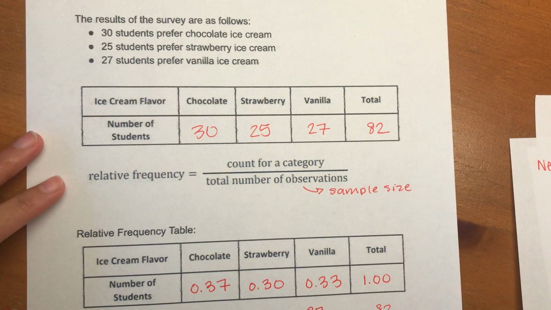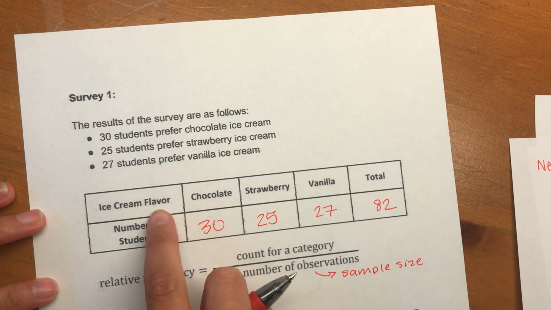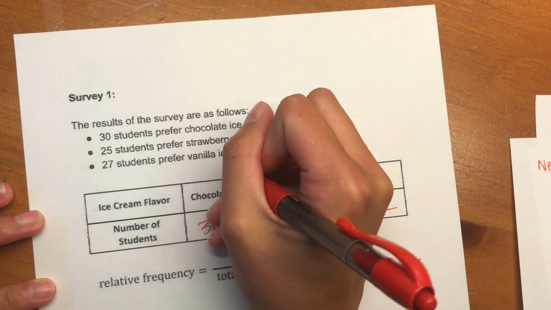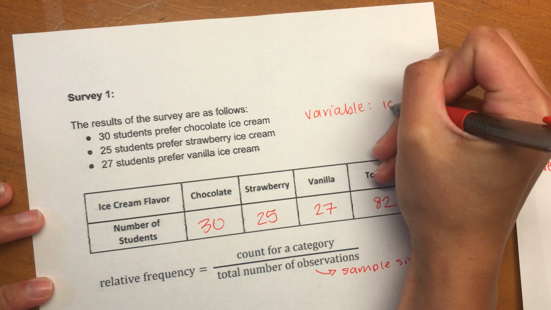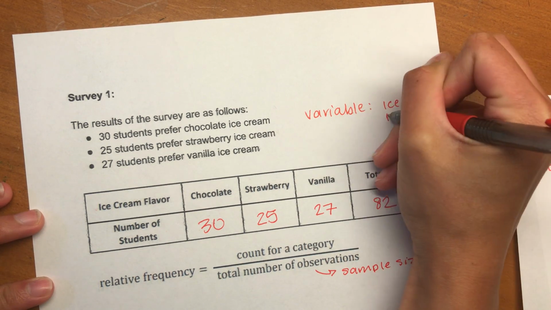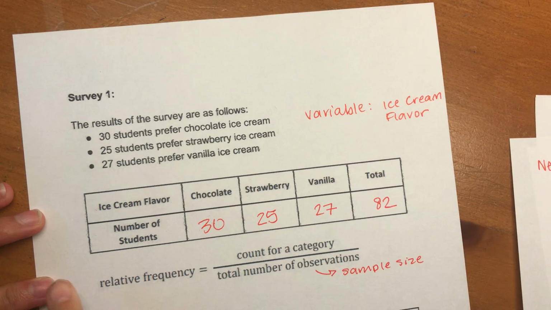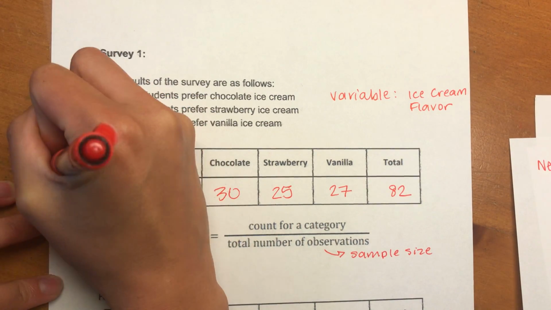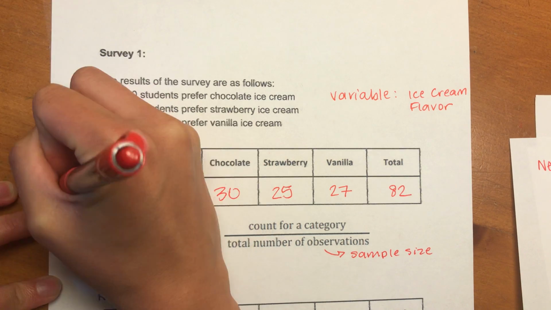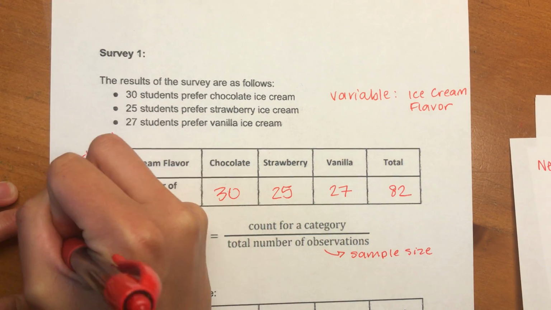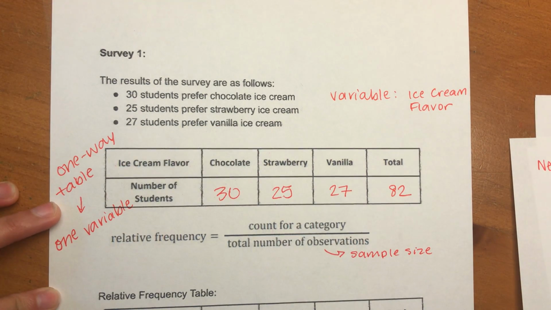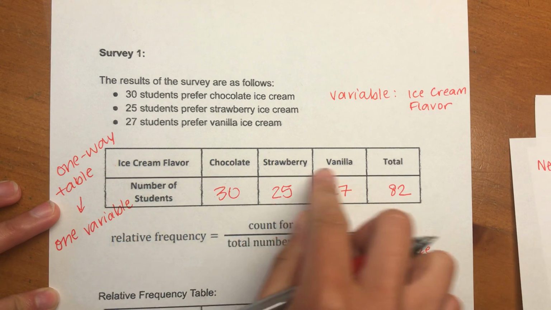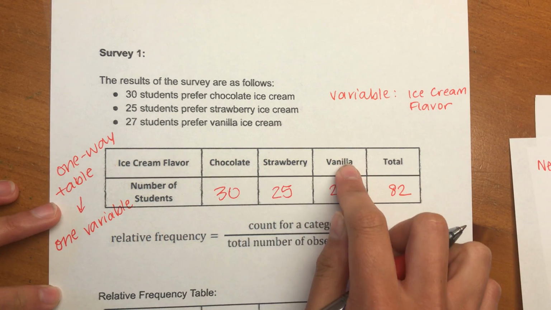I want to talk about now how to do this with a two-way table, okay? So real quick, a one-way table is there's only one variable, okay? So our variable here, the thing that's changing, right, is the ice cream flavor. So this is a one-way table, it has only one variable. So I should have mentioned that before. But this is a one-way table because there's only one variable. There's only one thing that changes.